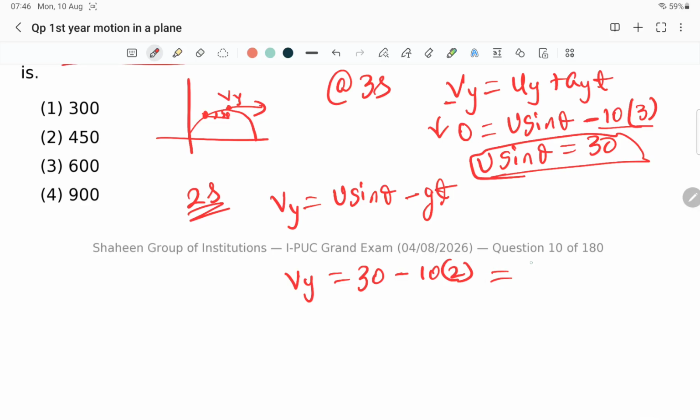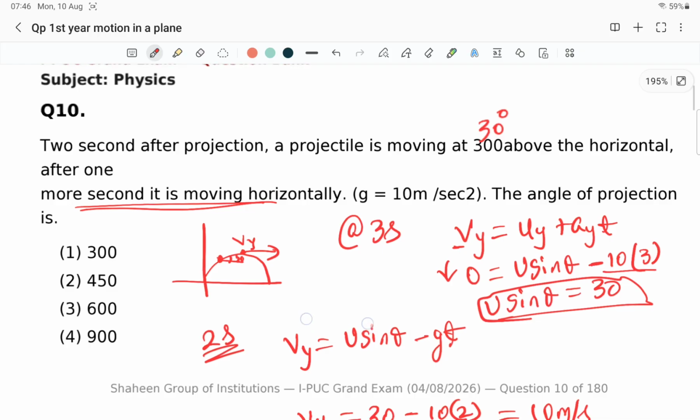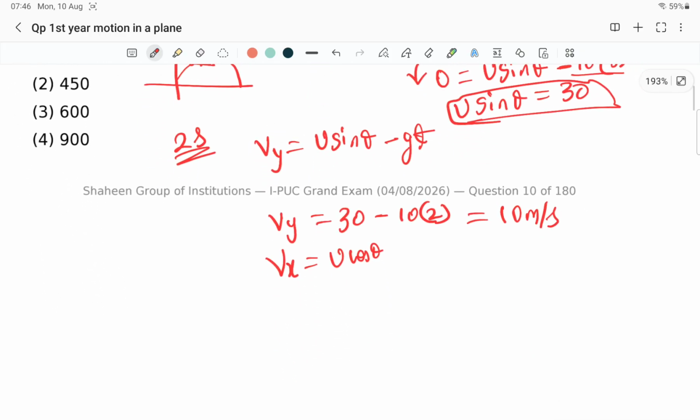So what do you get? You get 10 meters per second. What about Vx? Vx is always the same. Vx is nothing but u cos theta, and it is the same throughout the journey. So now we have Vx and Vy. We need to use the 30 degrees it makes with the horizontal. In the question, the projectile is making 30 degrees with the horizontal. So using Vx and Vy, I can write tan 30 as Vy by Vx. Tan 30 is nothing but 1 by root 3.